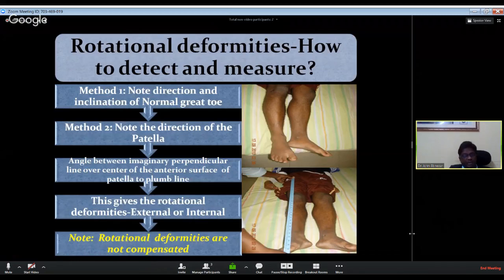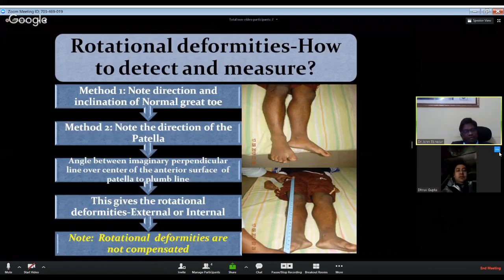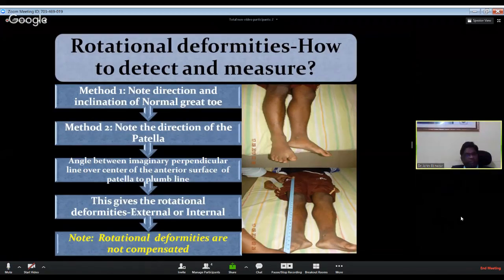Other deformities are compensated, and you have to spend your time to find out what the compensations are, where it is happening, and how we interpret the compensation. Whereas rotational deformities are always revealed. Looking at the patella, if the angle is less than 5 it is internally rotated, between 5 and 50 it is normal, and more than 50 is externally rotated. So this is how you can find out the rotational deformities.